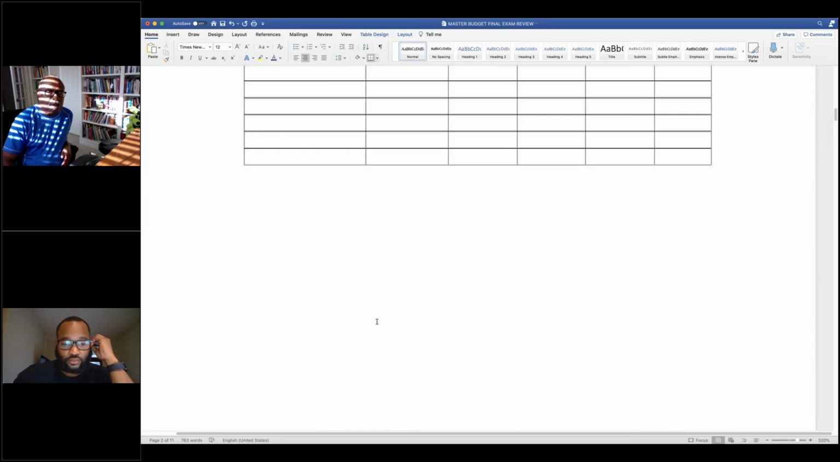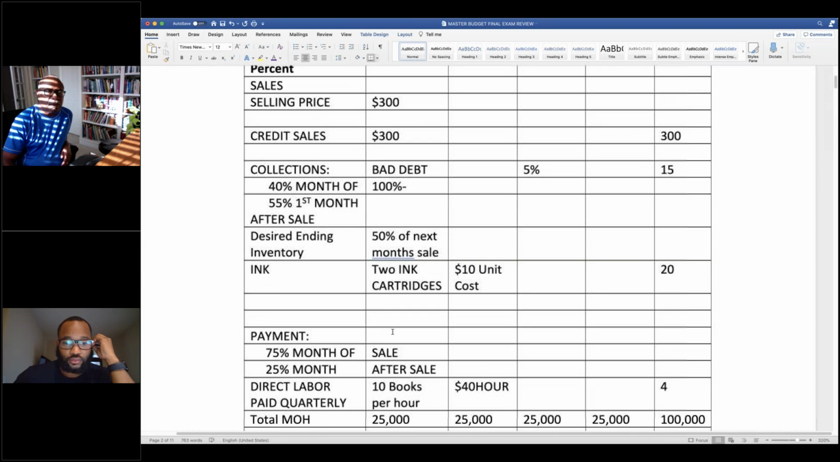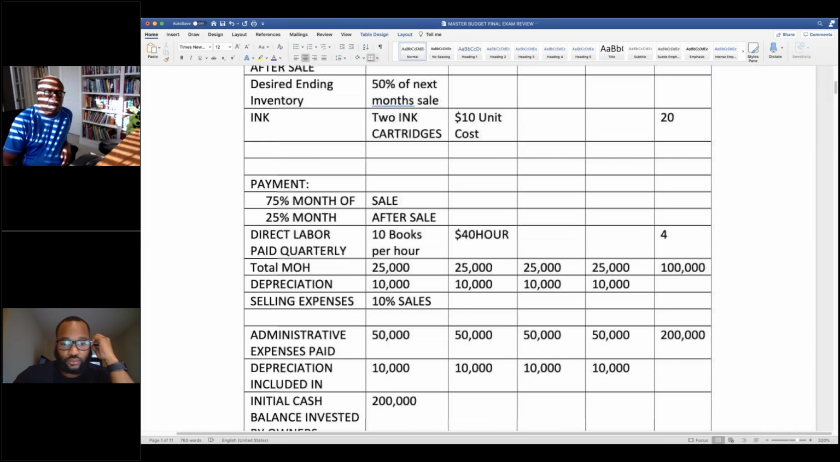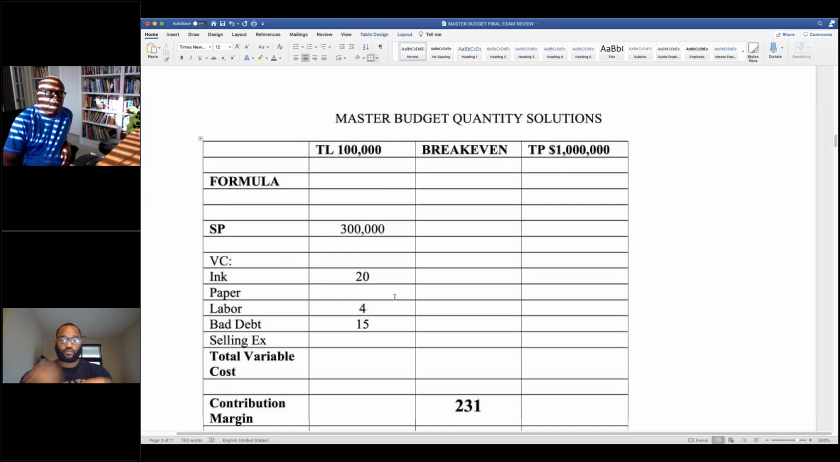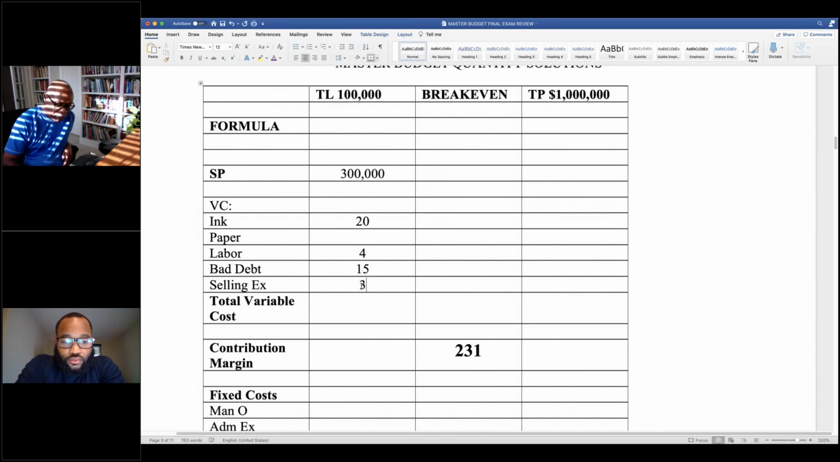Selling expense, we said was what? 10% of the selling price. So we take 10% of 300 and we get 30. Does that 10% ever change, or will it be given? It'll be given. It's either 10 or 20, just what I give you. And then the total variable cost is just going to be a combination of all those, so it'll be $69, right?